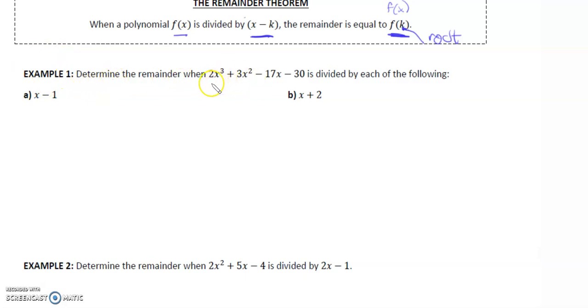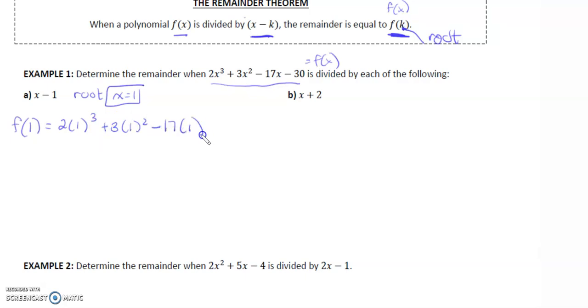Determine the remainder of this polynomial when it is divided by each of the following. The root for x minus 1 would be x equals 1. Let's call this f(x). All we have to do is take f(1) and sub in 1: 2 times 1 cubed plus 3 times 1 squared minus 17 times 1 minus 30. Whatever this equals is actually our remainder.